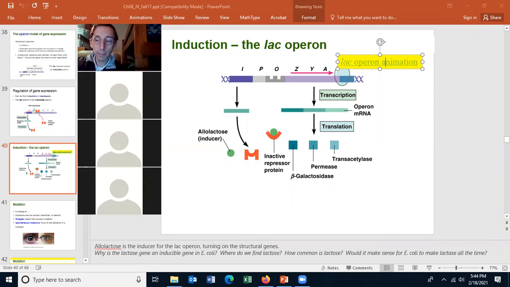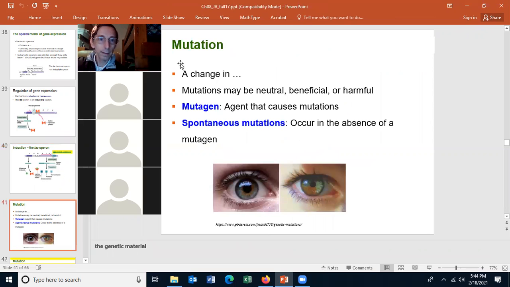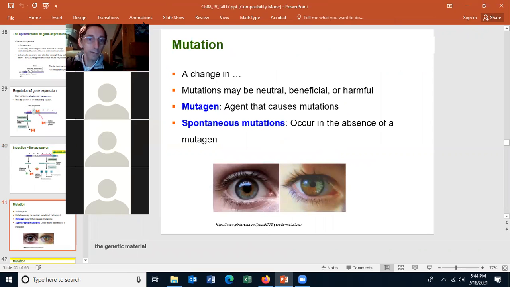Anyways, that's the lac operon. Let's talk briefly about mutation. Mutation is a change in the genetic material. Mutations may be neutral, meaning they do not benefit an organism. They could be beneficial, or they could be harmful. Most mutations are either harmful or neutral.